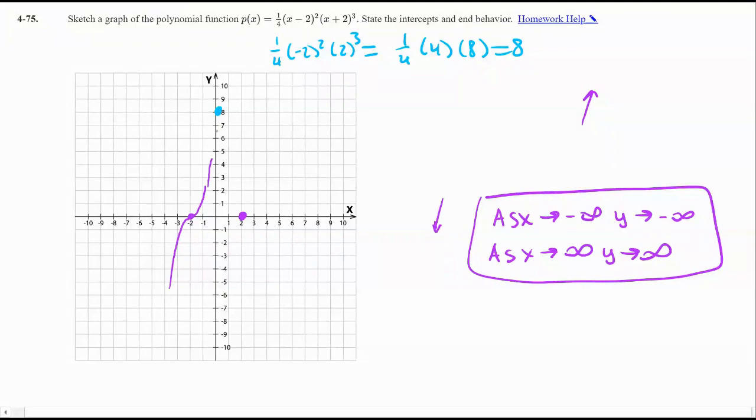Oops, I'm going to come through that and then down. And then it's going to bounce off of that point there because that's the power of 2. And so there is my sketch of my graph with my intercepts, my x-intercepts, my y-intercept, and then my end behaviors right here.